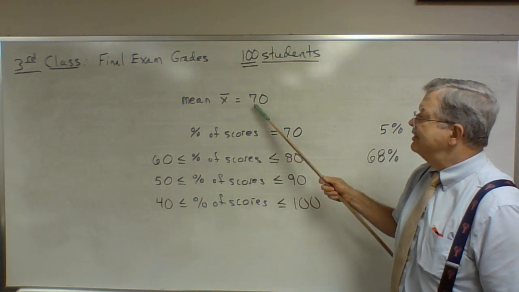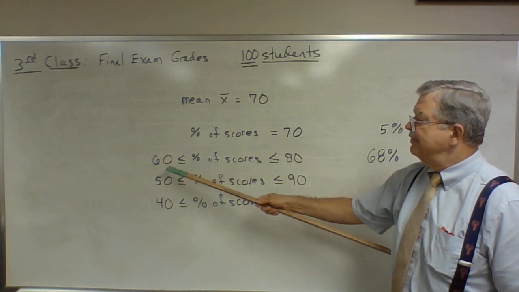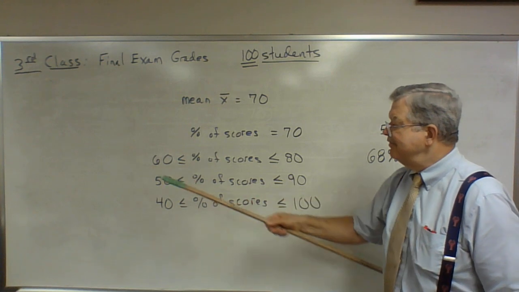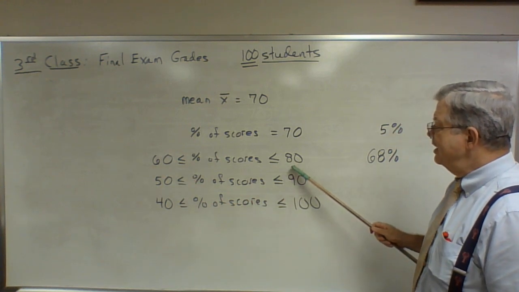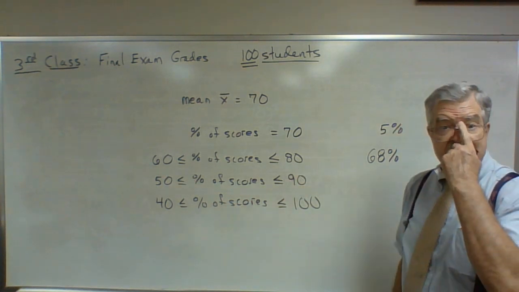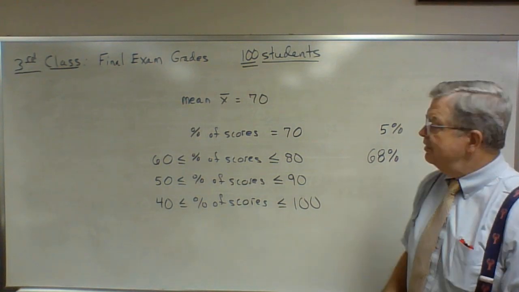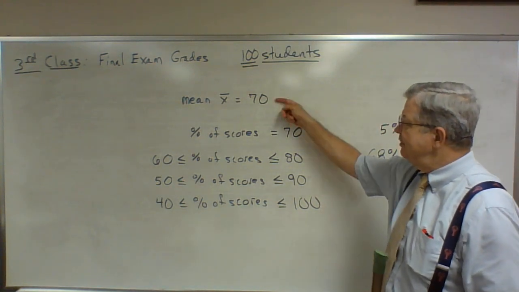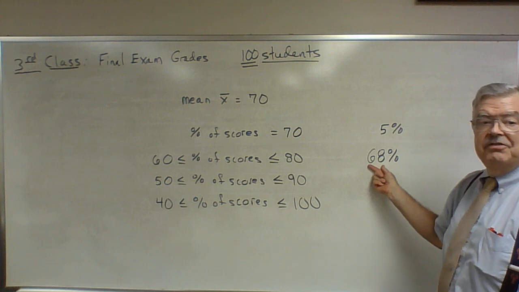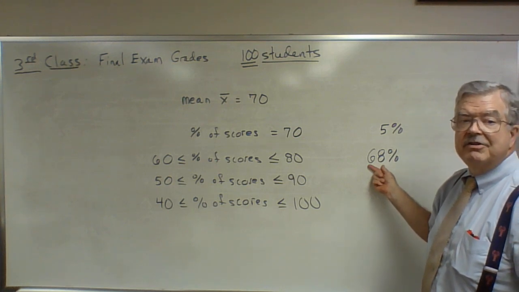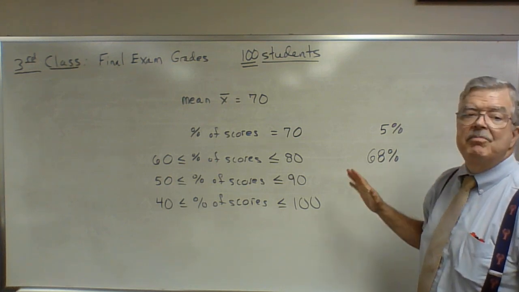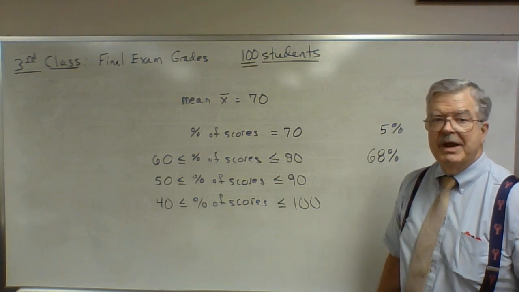The class average is 70. So this is 10 points below the class average. This is 10 points above the class average. And we'd expect a lot of students to be fairly close to the mean. And 68 of my 100 students were within 10 points of the class average one way or another.